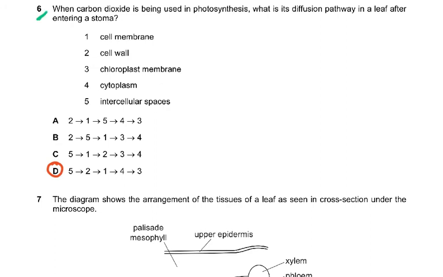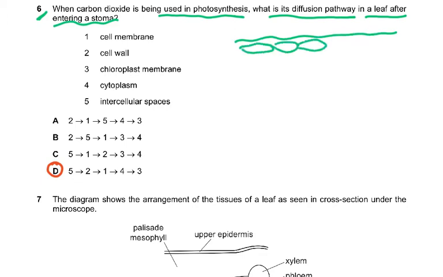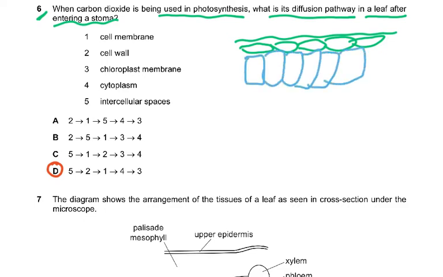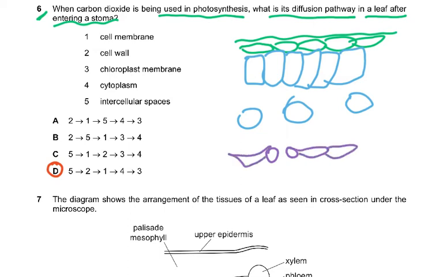Coming to question number 6, when carbon dioxide is being used in photosynthesis, what is its diffusion pathway in a leaf after entering a stoma? So now let's do a diagram. This is the cuticle, this is the upper epidermis, and then of course we've got the palisade mesophyll, and then we've got the spongy mesophyll, and then of course please remember you've got the guard cells, and then you've got the lower epidermis.